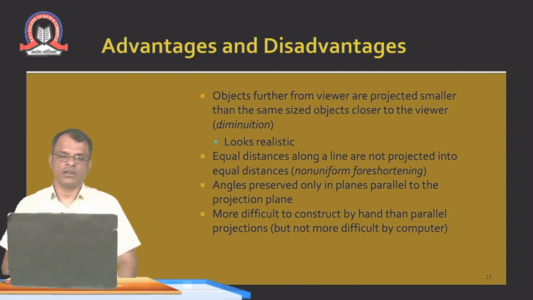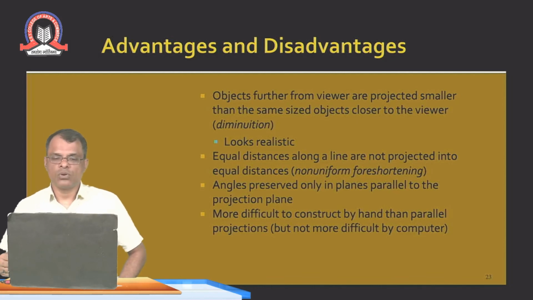So that is the first thing. It looks realistic. Obviously your shape looks more realistic. Equal distances along a line are not projected into equal distances, so there is non-uniform foreshortening, that is also there. Angles are preserved, but only in planes which are parallel to the projection plane.